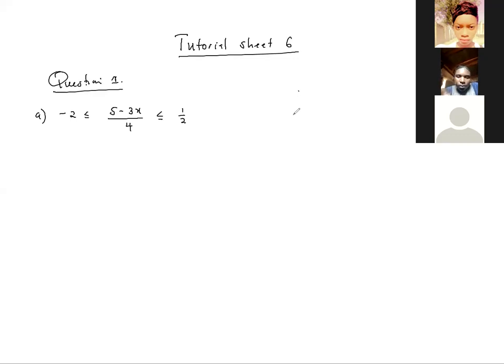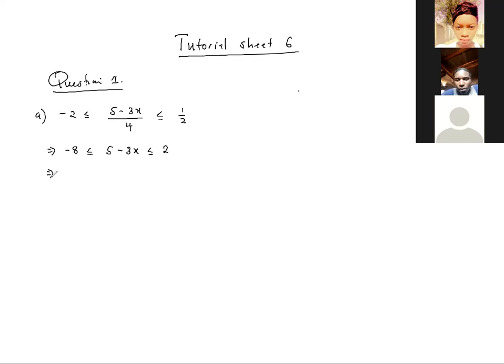Okay, so we can continue. If you have a constant in the denominator of any part of the inequality that you're dealing with, you should feel free to cross multiply and get rid of that constant from the denominator, because it does not affect anything. So in this case, we'll multiply throughout by 4 so that we get -8, which is less or equal to 5 minus 3x, which is less or equal to 2, because half by 4 you get 2.